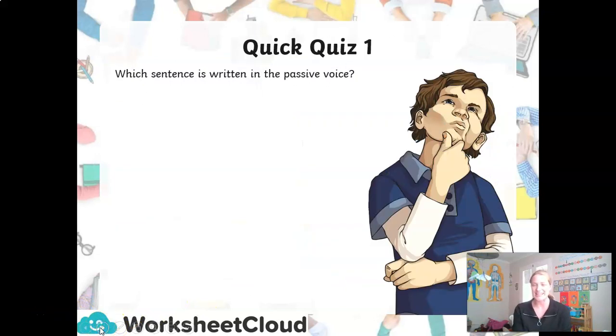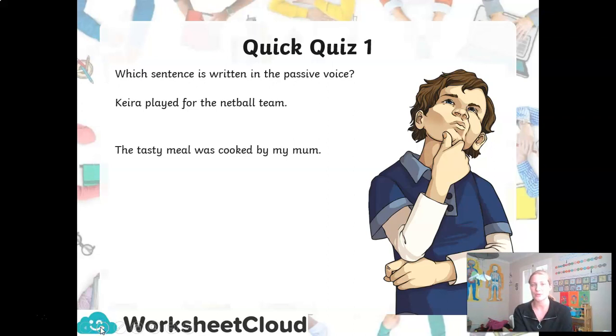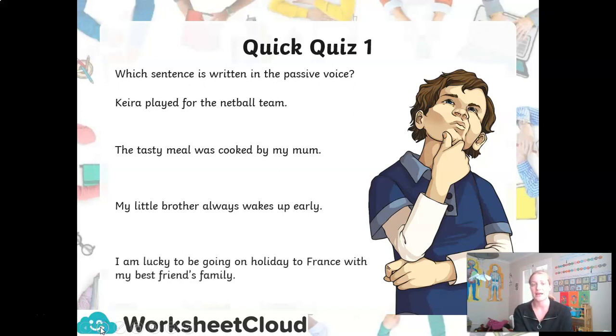So let's see, I've got some quick quiz questions now for you to see how much you've retained from today's lesson. So which sentence of the ones I'm going to list for you below is written in the passive voice? Kira played for the netball team. The tasty meal was cooked by my mum. My little brother always wakes up early. I am lucky to be going on holiday to France with my best friend's family.